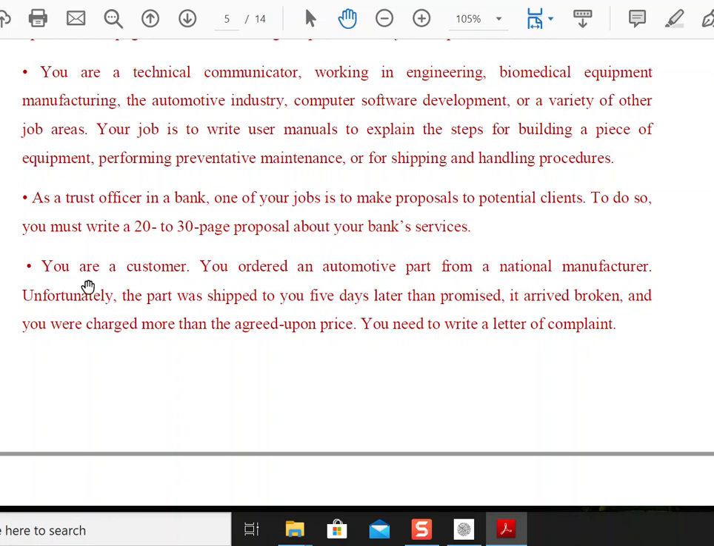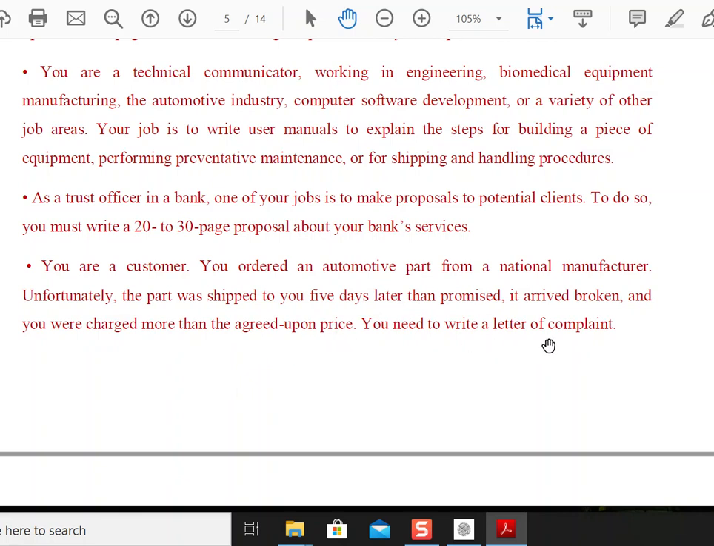And the same thing is, you are a customer, you ordered an automotive part from a national manufacturer. Unfortunately, the part was shipped to you 5 days later than promised. It arrived broken and you were charged more than the agreed upon price. You need to write a letter of complaint.